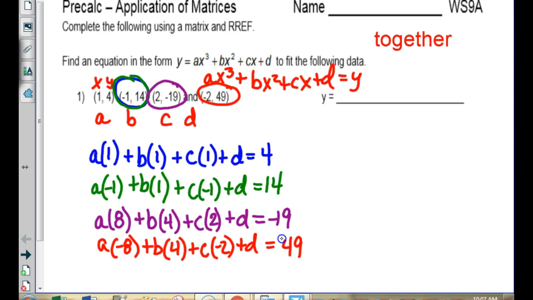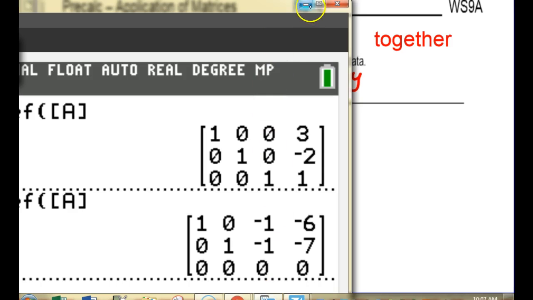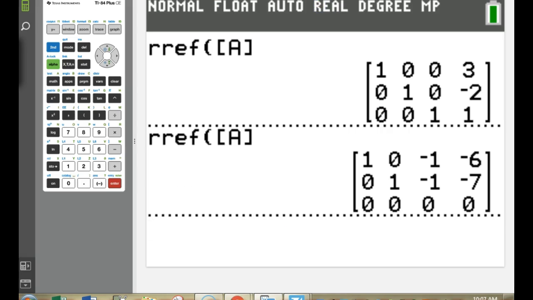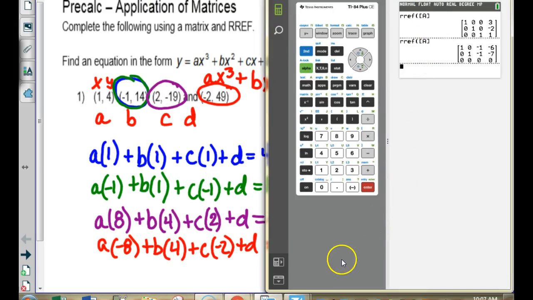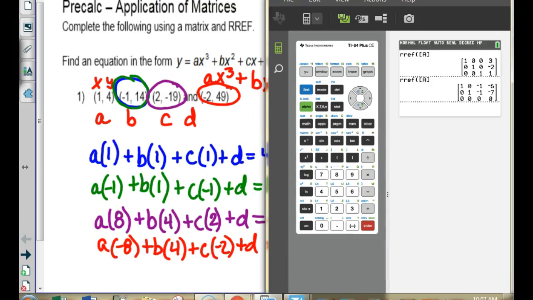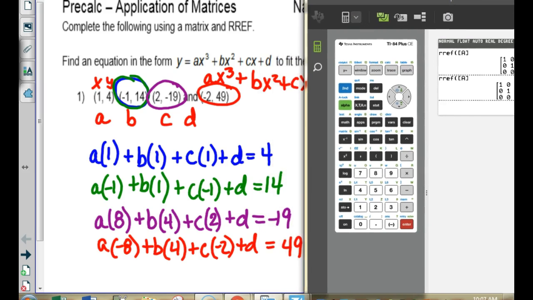Okay, so now we got to put in the matrix. It is a 4 by 5. Good job.